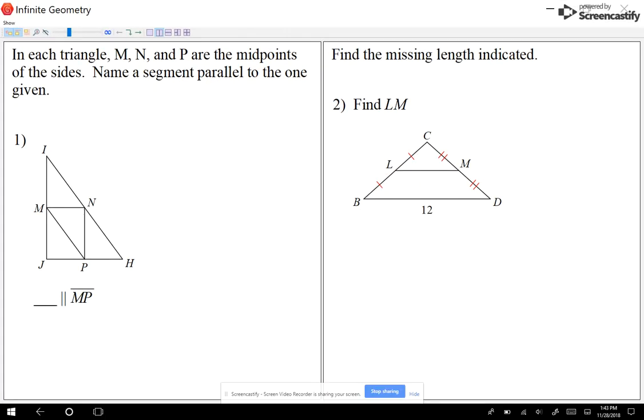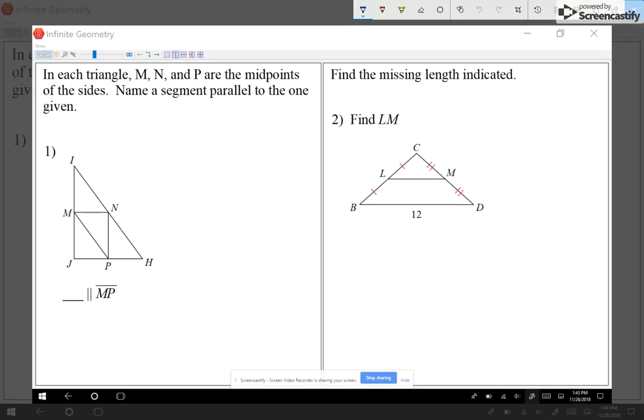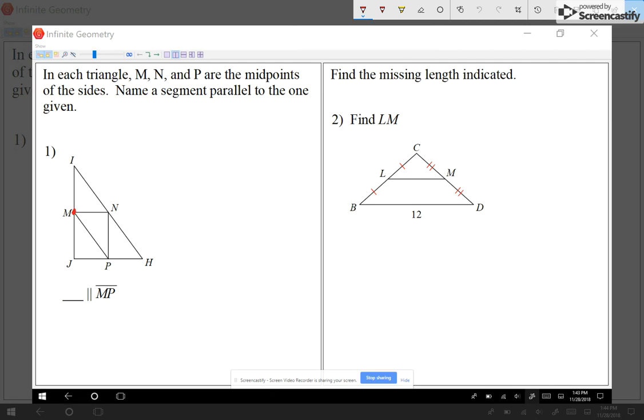All right, so we're going to be looking at mid segments. What they are is basically the segments made by the midpoints. So you see my question number one, I have in each triangle, M, N, and P are the midpoints of the sides. So I see my point M, I see my point N, I see my point P. Those are the midpoints of the sides. When I connect the midpoints, we're going to call it the mid segments.